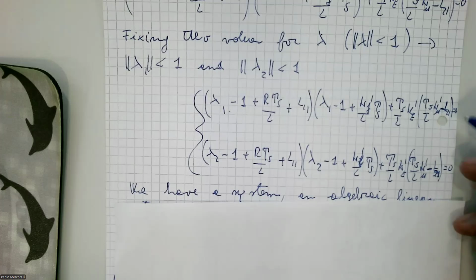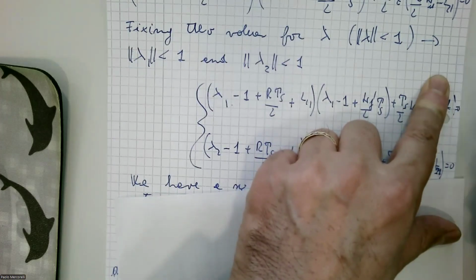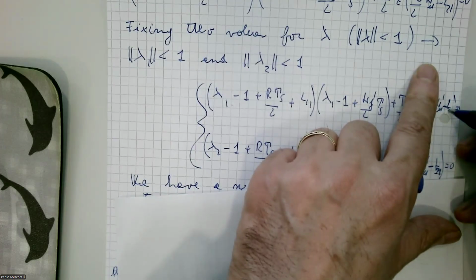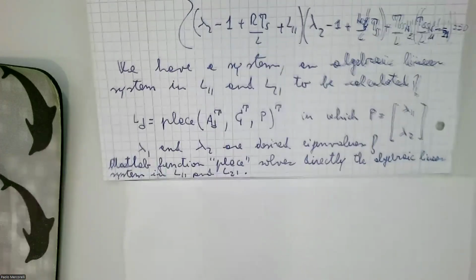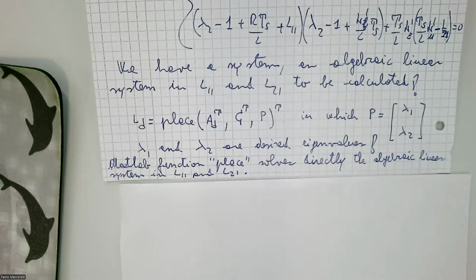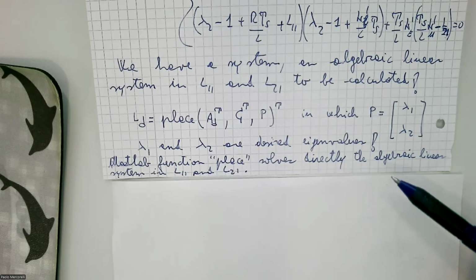Minus here and minus here. L21, no? Exactly what I told you, using the function place. LD can be calculated now using the function place, but please pay attention. P is the same, I mean, I fix a vector with lambda 1 and lambda 2, which could also be complex, but attention at this condition.